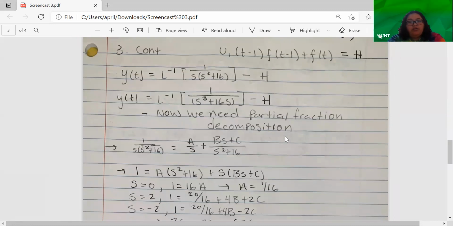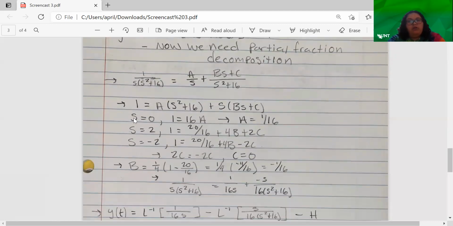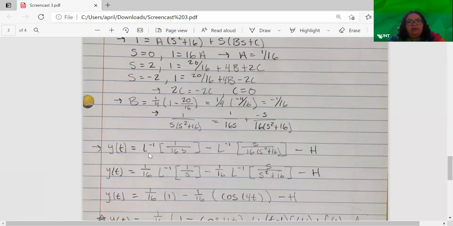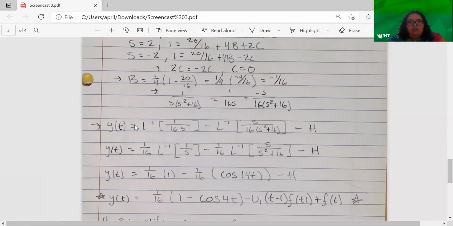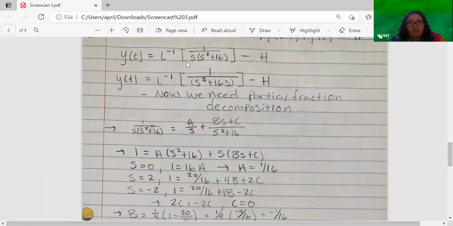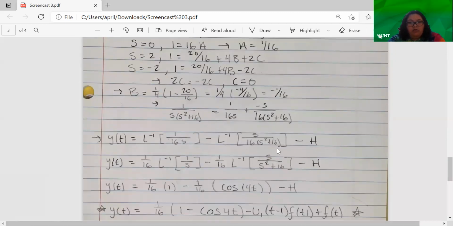Now we need to use partial fraction decomposition in order to solve for it. Here we're solving for a, b, and c. And now we're just plugging this in right here. This answer is what's going to replace our first term. So here we are. This is now what our first term is, and like we did before, we simplified the second term to h.